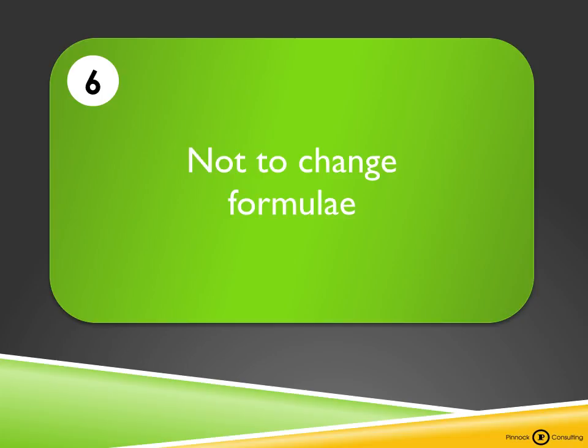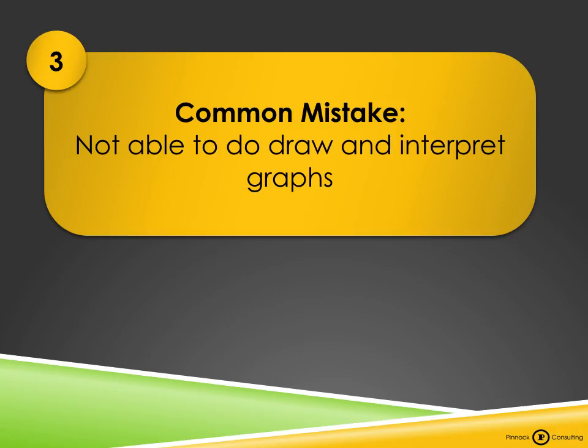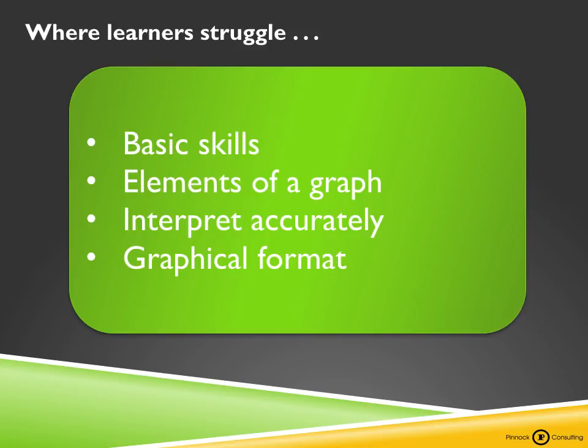The third common mistake is that learners are not able to draw and interpret graphs. Learners don't acquire the basic graph reading skills. They also struggle to understand the different elements of the graph, and they don't always know how to interpret the scale of the graph accurately. They also don't always know how to represent data in a graphical format.